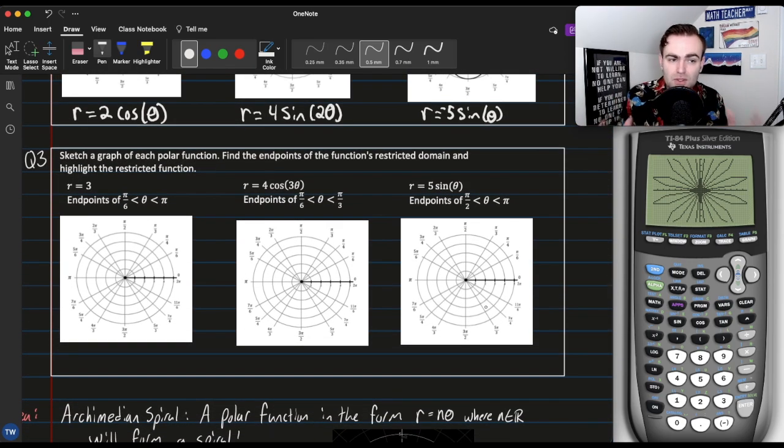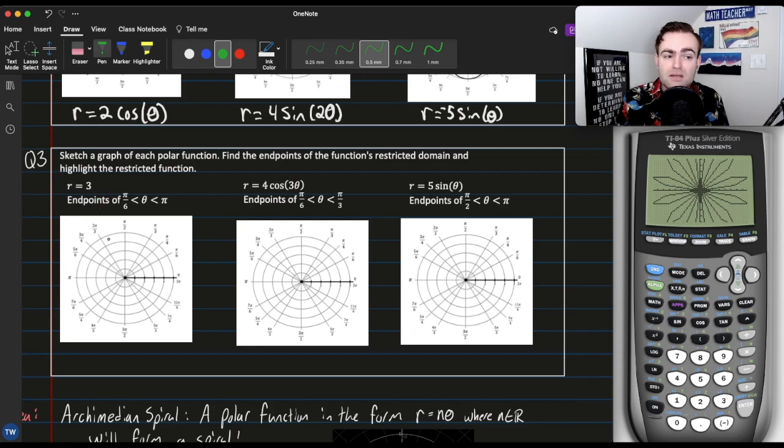Now it wants us to sketch a graph of each polar function. So we're going to graph them on the calculator and then find the endpoints using the restricted domain and then highlight each restricted domain. So I'm going to switch back to, let's do green here. Green probably looks less jarring on the eyes.